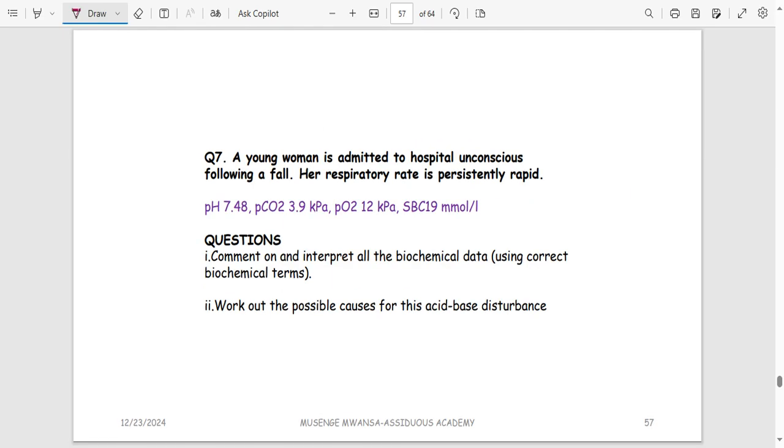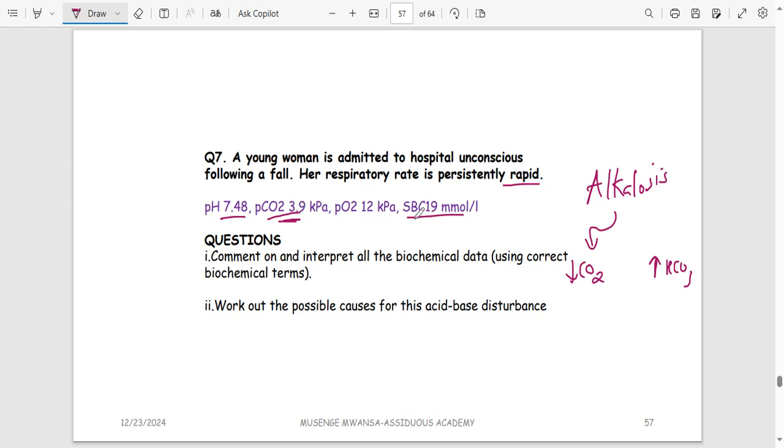A young woman is admitted to the hospital unconscious following a fall. Her respiratory rate is persistently rapid. It's rapid. That's why you can even see the partial pressure of carbon dioxide is low. She's removing a lot of carbon dioxide. So pH is 7.4, that is alkalosis. And for this alkalosis, you look at carbon dioxide, the cause can either be low carbon dioxide or high bicarbonate. Bicarbonate here is not too high, but look at carbon dioxide, it's low. So this is also respiratory.